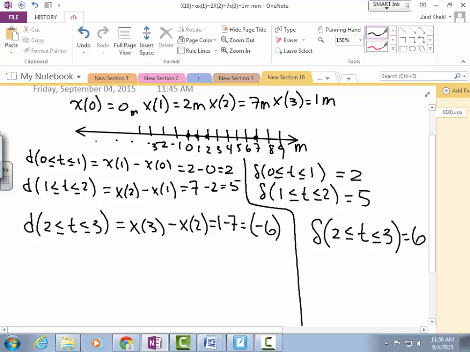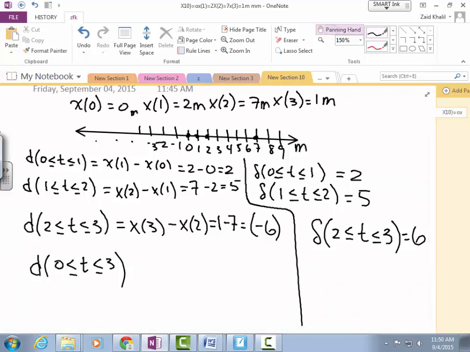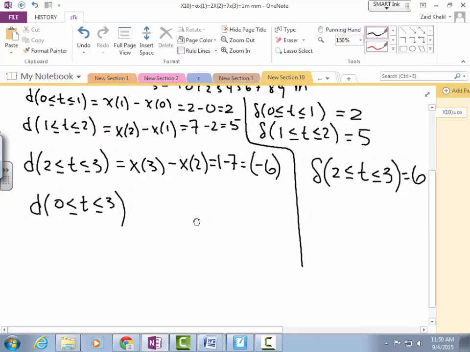What's the total displacement? In other words, what I'm really asking is, what is the displacement from what to what? 0 to 3. So what do I do? Well, I'm going to need more room. Because if you take a look, let's add each of the individual displacements algebraically. So what does that mean to add it algebraically? That means that it's equal to x of 3 minus x of 2 plus x of 2 minus x of 1 plus x of 1 minus x of 0.